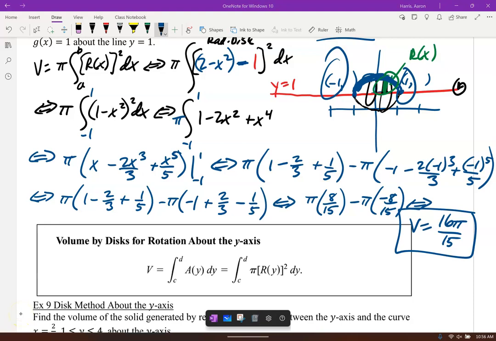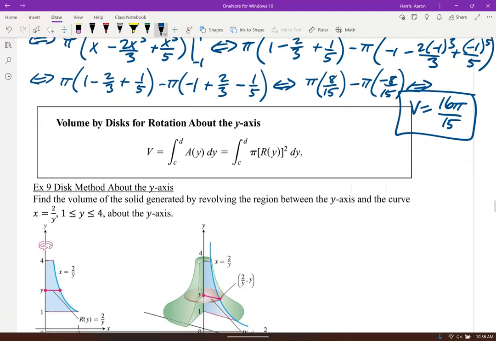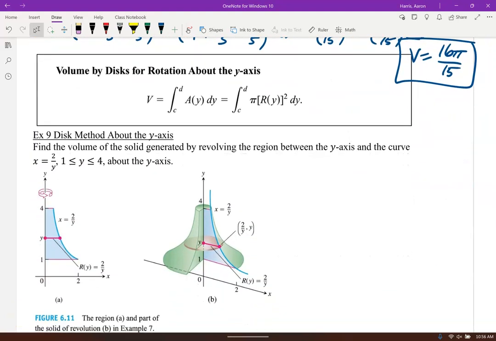All right, let's go ahead and rotate now about a vertical axis. So same concept. This time we'll have it like x of y, right? The function is defined in terms of y now. So x equals 2 over y. Instead of y equals 2 over x, x equals 2 over y is this, right there. And we're going to spin that.